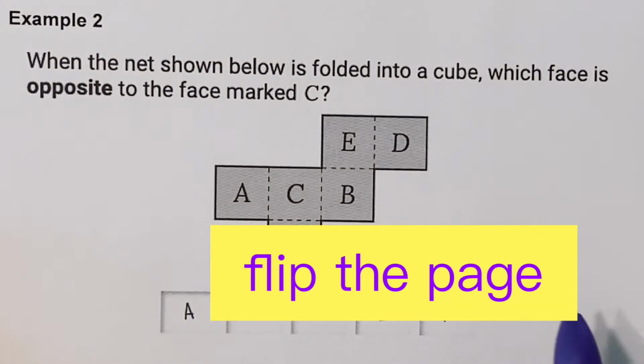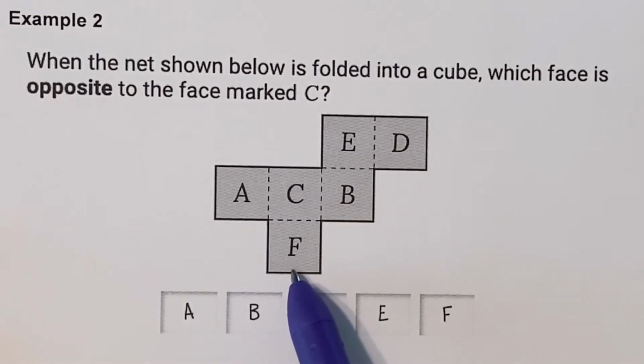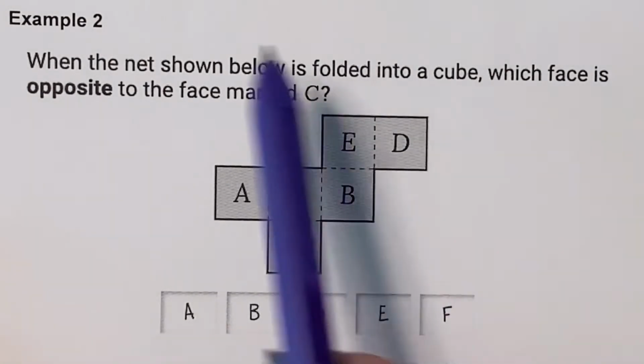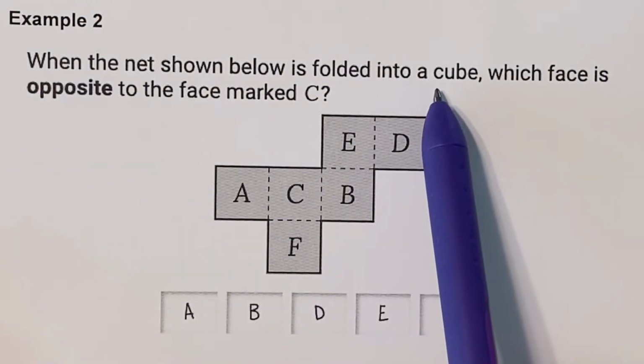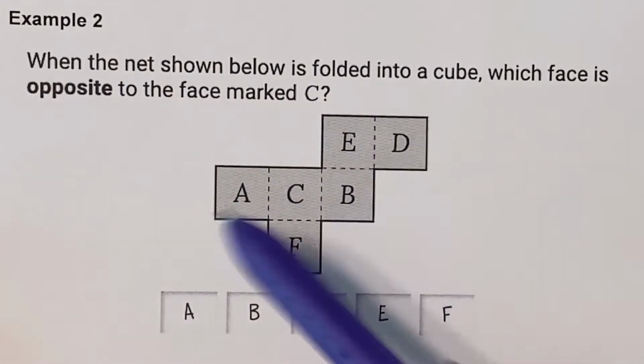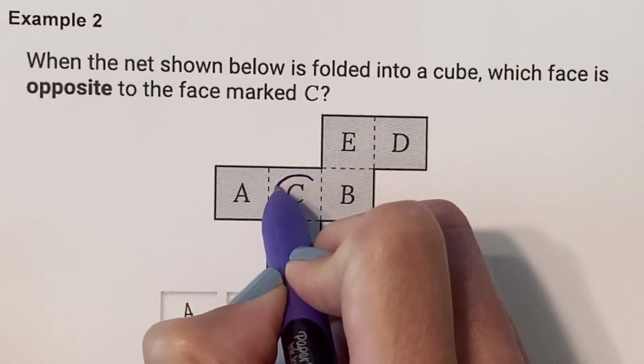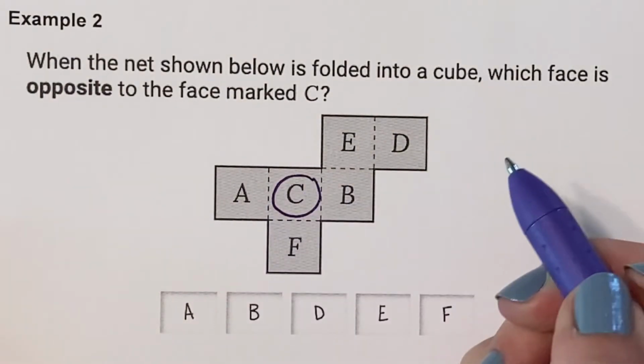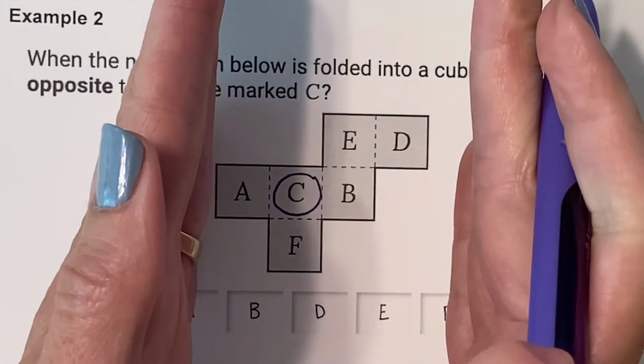Let's go ahead and do the next example. This is gonna help us figure out how this net will fold up. This is gonna be a cube. Which face or which side is going to be opposite of the face marked C? So here is side C, which is going to be opposite. So that'd be opposite like this or on top and bottom.